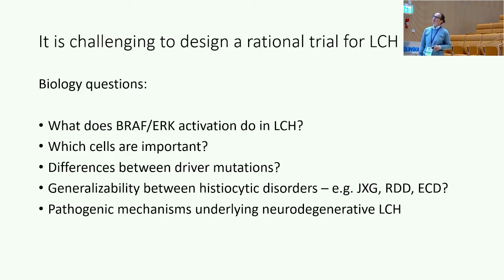So these are my favorite biology questions, which we should know or at least try to answer. What does BRAF-ERG activation really do in LCH? Which cells are important? We know you can find the mutation in many different cells. Are there differences between driver mutations? Can you generalize? Would you use Erdheim-Chester similar to LCH, with the same treatment combinations, for example? And what is neurodegenerative LCH and how can we prevent it?